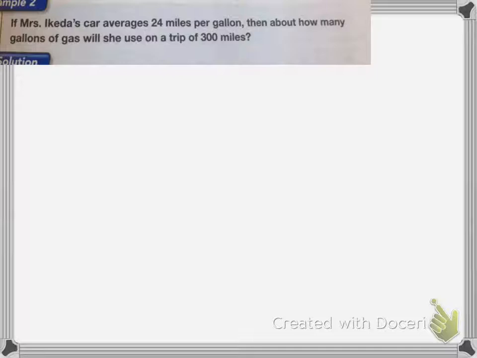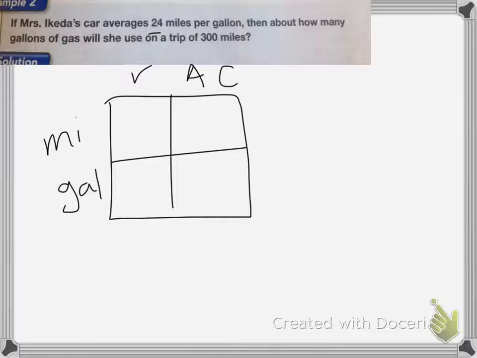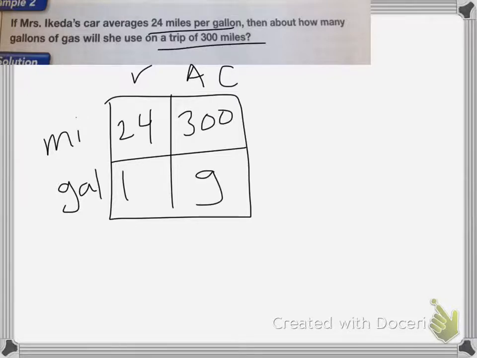For this one, Mr. Aikita's car averages 24 miles per gallon. Then about how many gallons of gas will she use on a trip of 300 miles? Again, I'm going to use a ratio box. Okay, ratio and actual count. And this one's going to be miles per gallon. So they go 24 miles on 1 gallon of gas, and we want to go 300 miles. So I need to figure out how many gallons of gas she'll need.